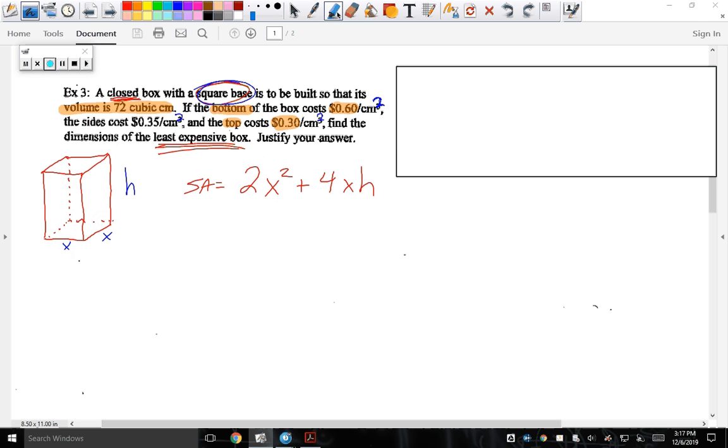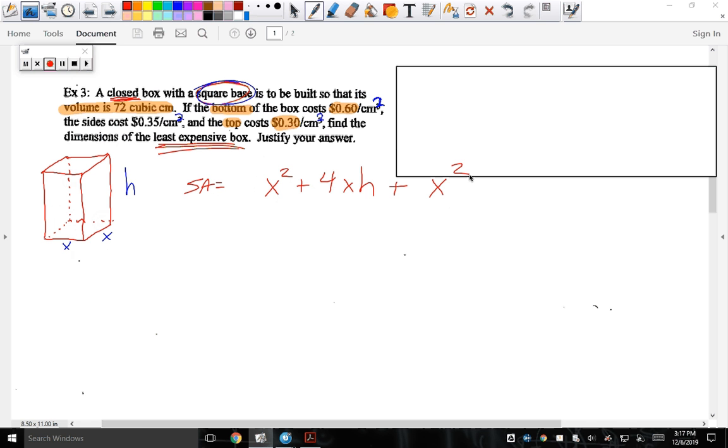Because it's treating the top and the bottom as the same. But you can't do that because cost is different for the top and bottom. Go with me? So watch what I'm going to do. Instead of putting them as the same, I'm going to add it on the end separately.